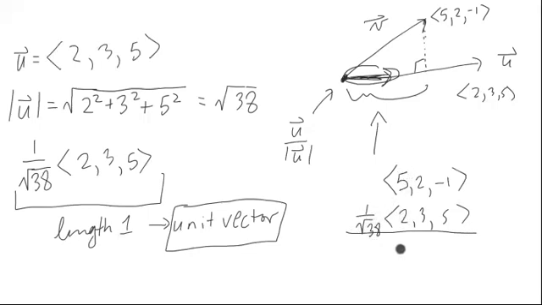So 5 times 2 is 10, plus 2 times 3 is 6, plus -1 times 5, that's -5, and multiplying it by 1 over the square root of 38. And so we get 10 plus 6 minus 5, that would be 11. So we get 11 over the square root of 38, which is actually equal to that projection from this vector onto that one. And so that is kind of how to think about the dot product. It works really well with unit vectors.